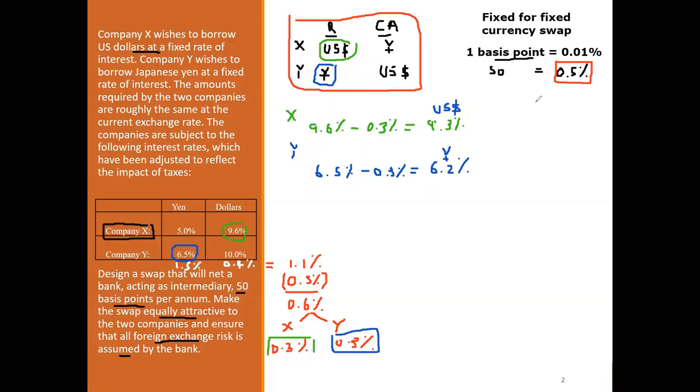So let's look at how to design the swap. Here we need to consider three parties. What are the three parties? We have X, Y, and also the financial intermediary as well.